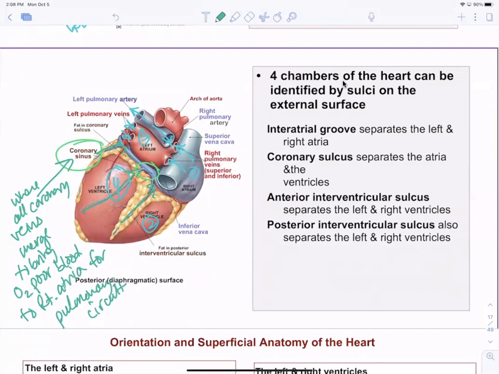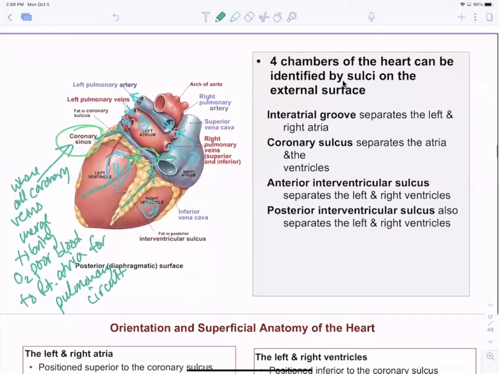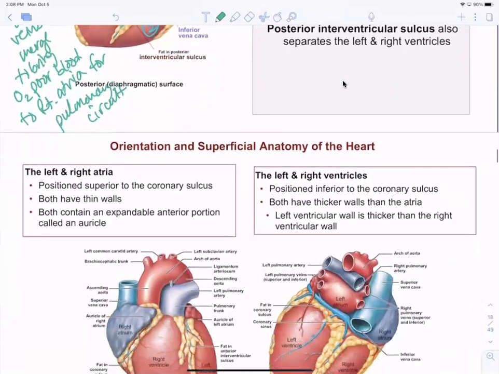And so the coronary sinus is kind of where it all merges, and this will open up into the right atrium to return oxygen-poor blood from the coronary circuit back to the right atrium.